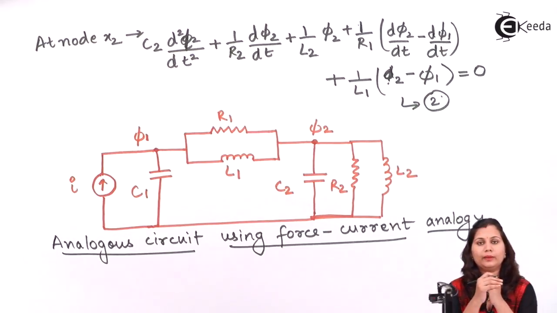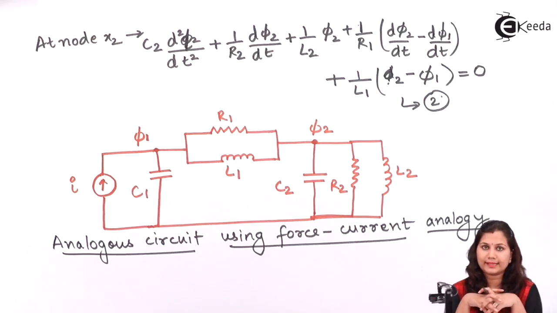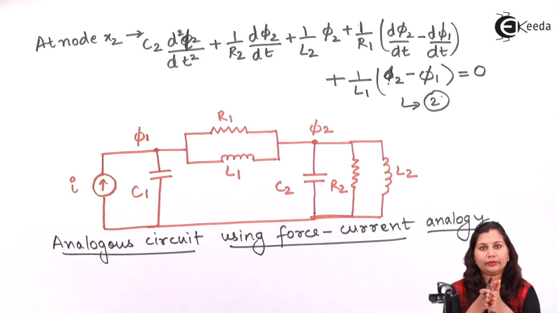So in this way we can solve any problem in which we have to determine the analogous systems using these two analogies. First we will convert the system into its nodal diagram, and through this nodal diagram we will write the nodal equations, and after that we will convert the nodal equations according to the force voltage and force current analogy to obtain these two analogous systems. So I hope this problem is clear to you. You have clearly understood this problem. Thank you.